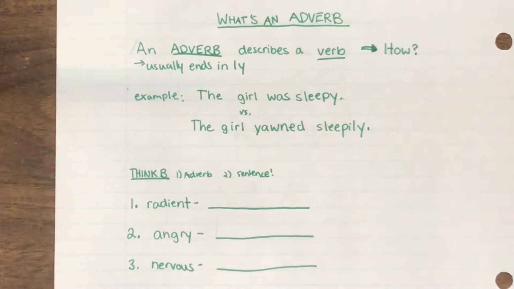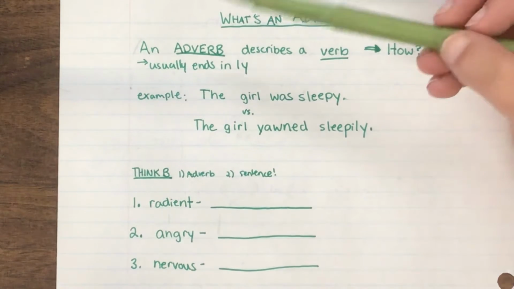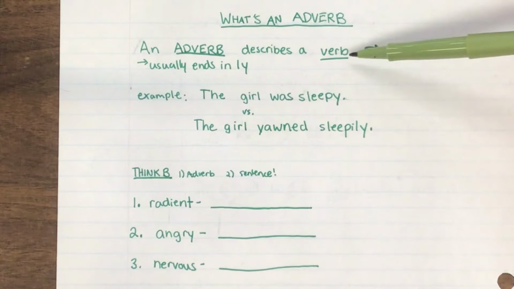Good morning, grade 4s. Today we're going to talk about what an adverb is. Now, an adverb is very similar to an adjective, but it is a describing word for a different type of word. So let's just take a look here at what this says. An adverb describes not a noun, but a verb.